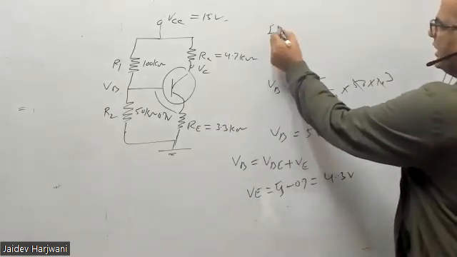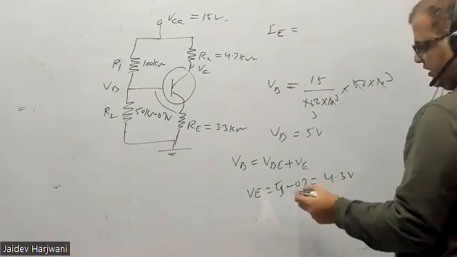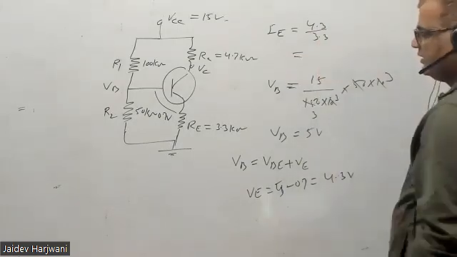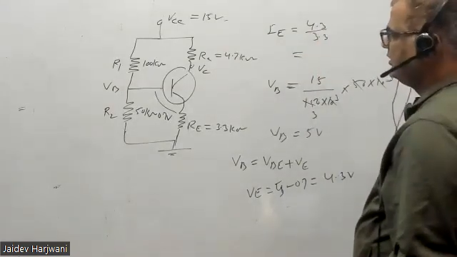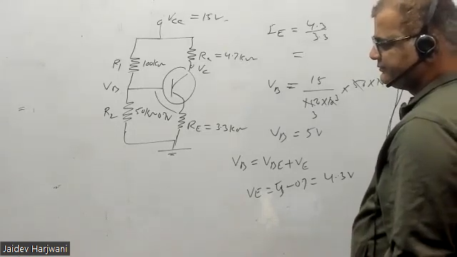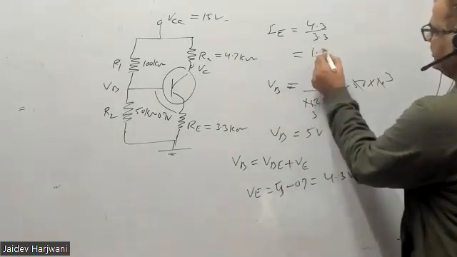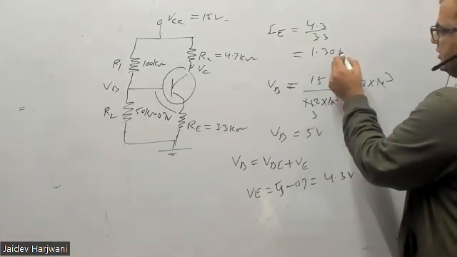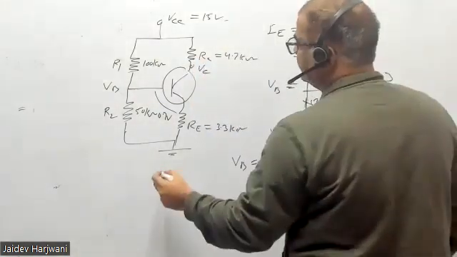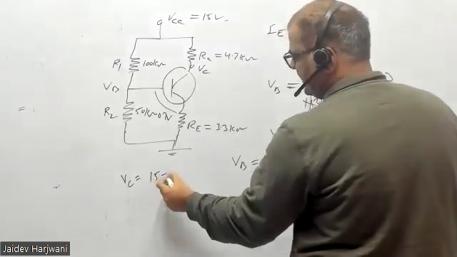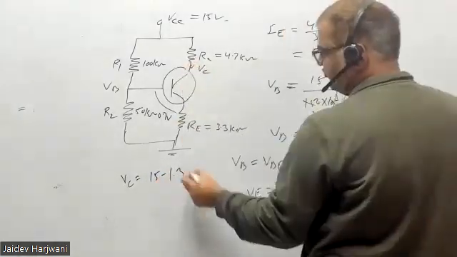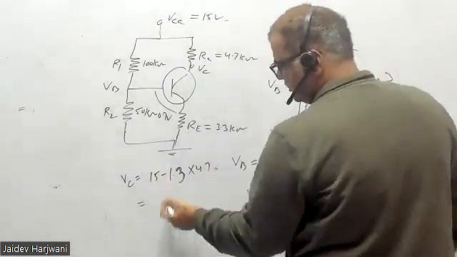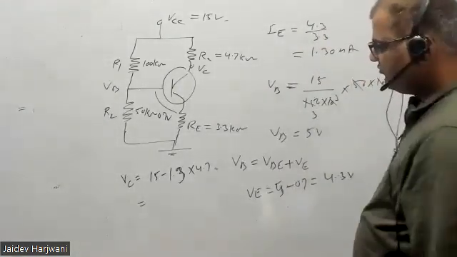ओके, अब 4.3 वोल्ट आ गया, तो यहाँ से आपको करंट मिल जाएगा। IE आपको हो जाएगा VE 4.3 डिवाइड बाय 3.3 किलो ओम। कितना आ रहा है ये? 1.3 मिली एम्पियर सर। यस सर, मिली एम्पियर। तो ये IE आ गया, तो IC मिल गया, तो आपका VC क्या हो जाएगा? VCC 15 माइनस IC 1.3 इंटू 4.7, मिली एम्पियर और किलो ओम कैंसिल हो जाएगा, तो ये सॉल्व करके देख लो जितना भी आएगा। 1.3 इंटू 4.7 कितना होता है?